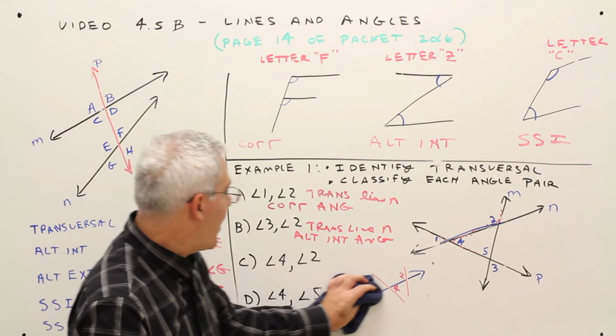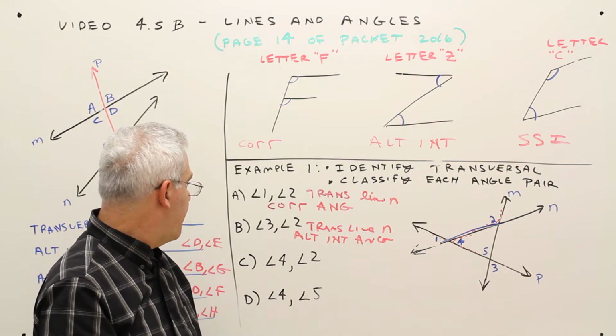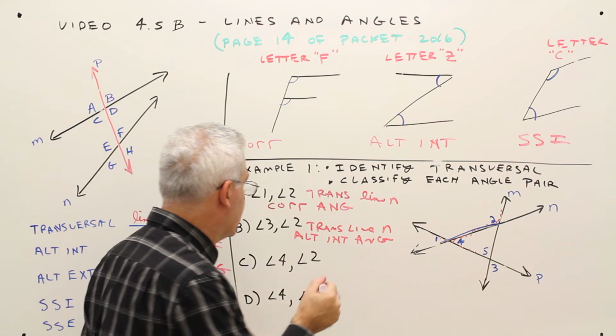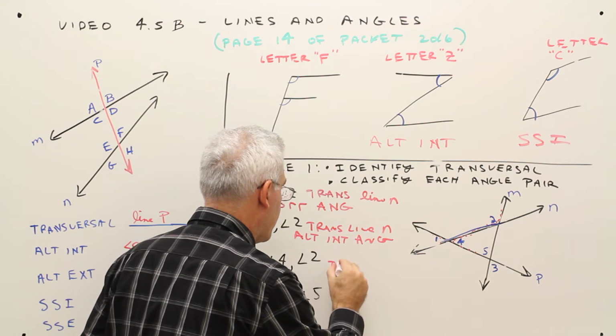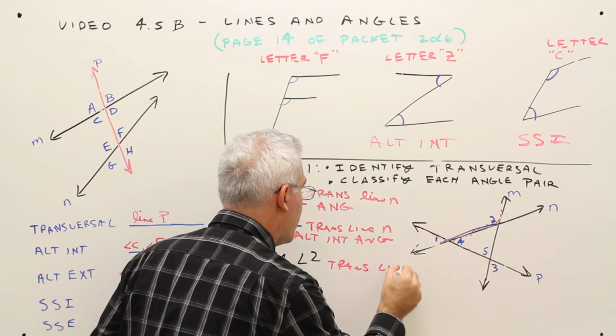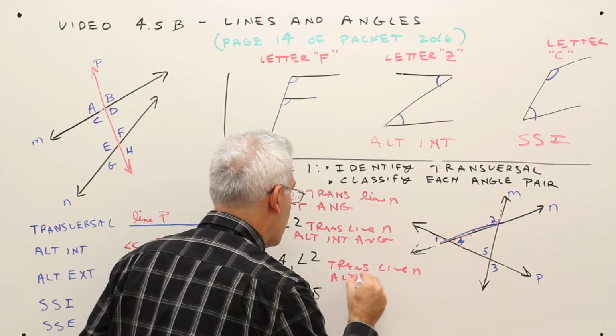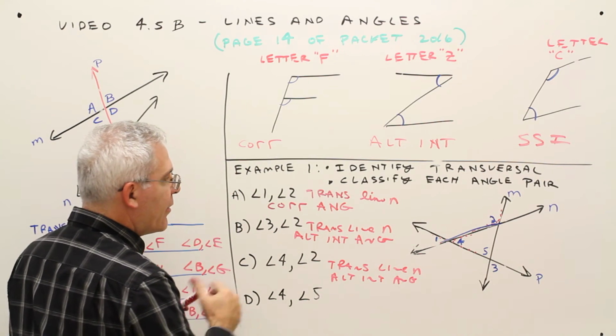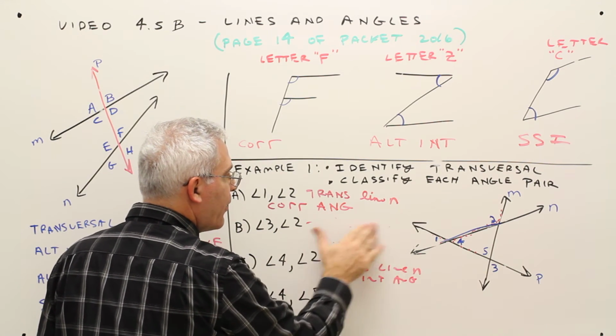Okay, let's try these last two. Angles, oops, I did angles 4 and 2 here. Sorry about that. Transversal line N, alternate interior angle. All right, so now I'm going to do 3 and 2 in the proper order. Sorry about that.